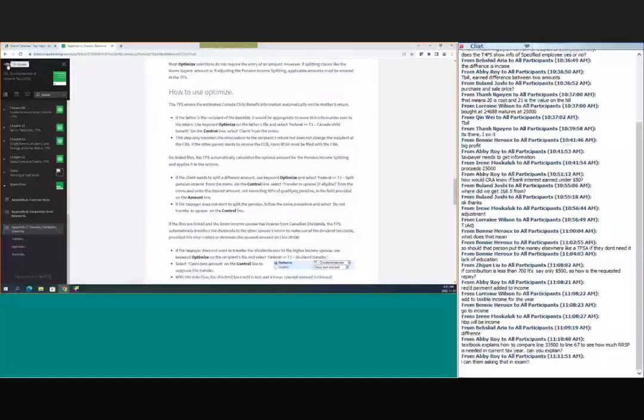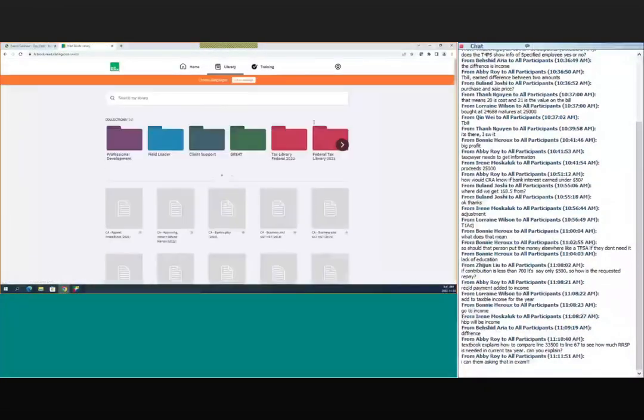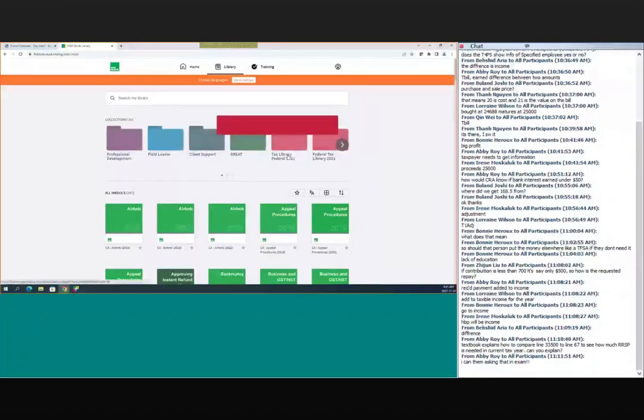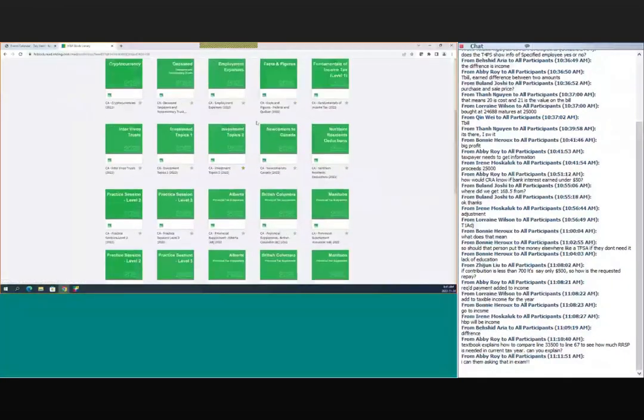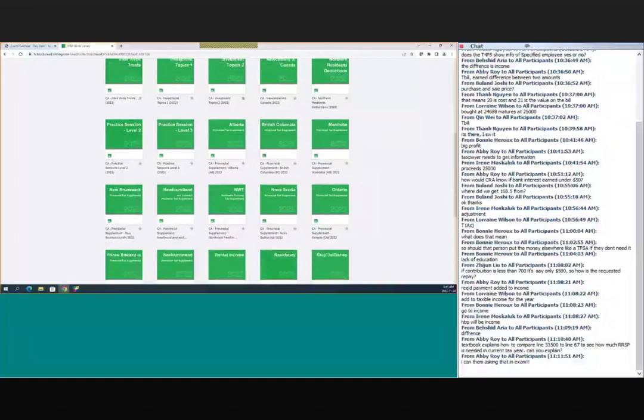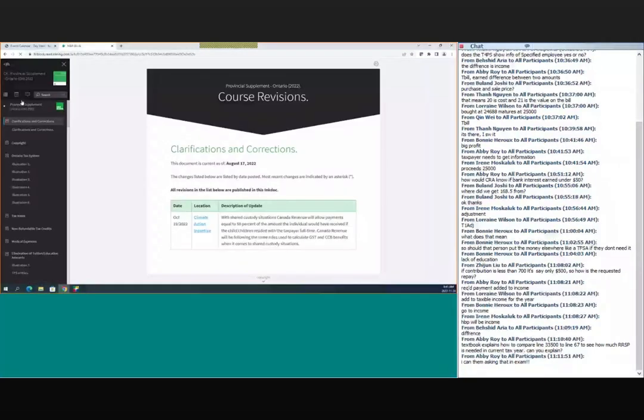The other thing I want to show you too is I'm going to go back to our library for 2022, and I'm going to go back to the provincial supplement. You're probably thinking, Leanna is out of her mind. No, I'm going to go to the provincial supplement because in the provincial supplement, we do have TPS entries.